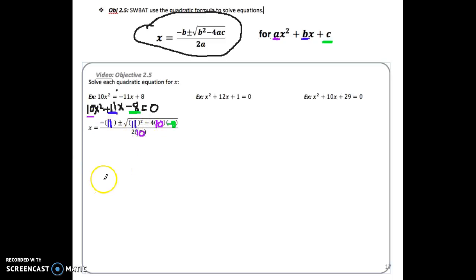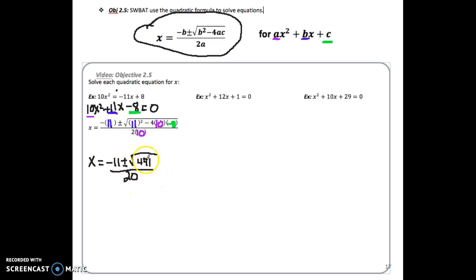Now when I start to solve this big equation, what I always recommend is that we solve what's under the square root first. Under the square root, we see 11 squared minus 4 times 10 times negative 8. When I plug that into a calculator, I get 441. So I'm going to rewrite my equation: x is equal to negative 11 plus or minus the square root of 441, over 2 times 10, which is 20.